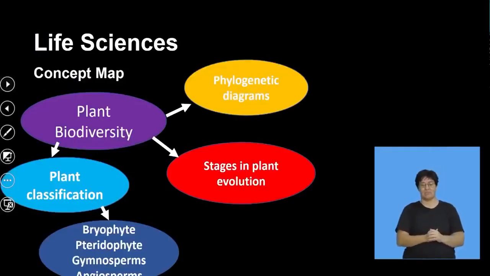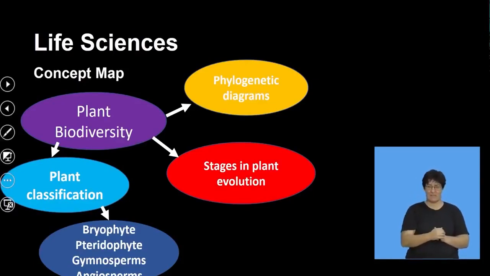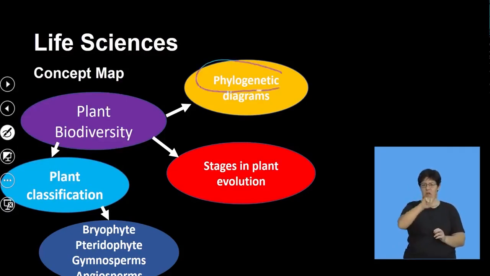When we look at our concept map over here, you're going to see what we're going to look at, and there are going to be some very big terms. If you have a look on the board here, you're going to see words that you might not recognize. For example, phylogenetic. These are all going to be new terms to you. And all these words over here: bryophyta, pteridophyta, gymnosperms, and angiosperms.